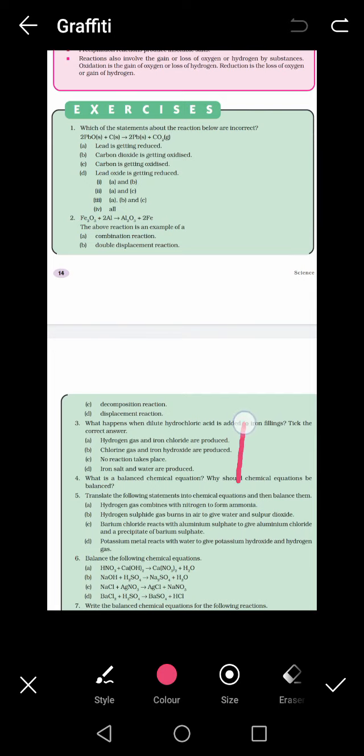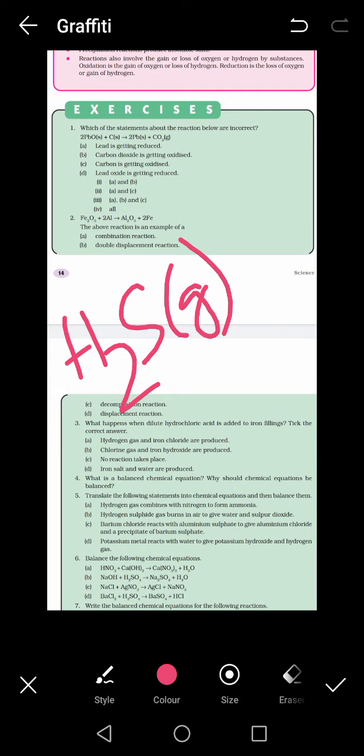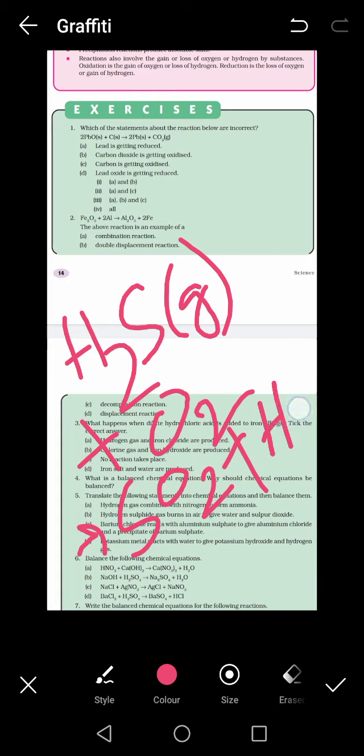Question number B. Hydrogen sulfide gas burns in air to give water and sulfur dioxide. So the equation will be like this. H2S, hydrogen sulfide in gas form, reacts with O2, which is also in gas form, and forms SO2, sulfur dioxide, and water.